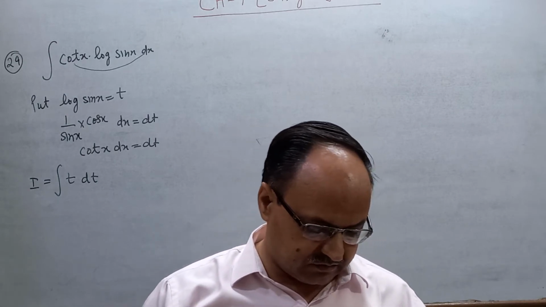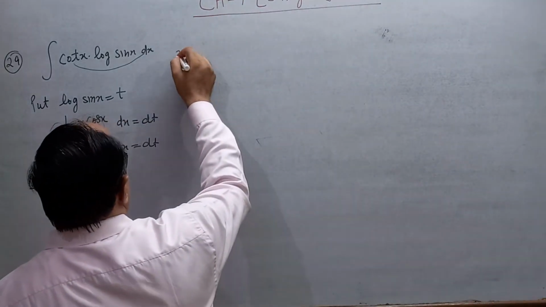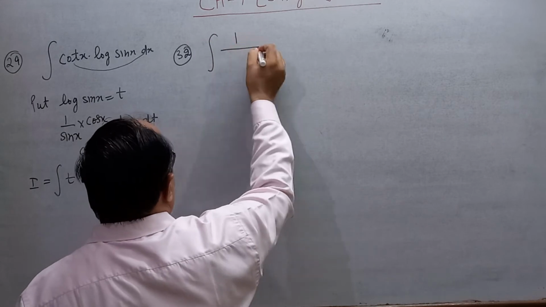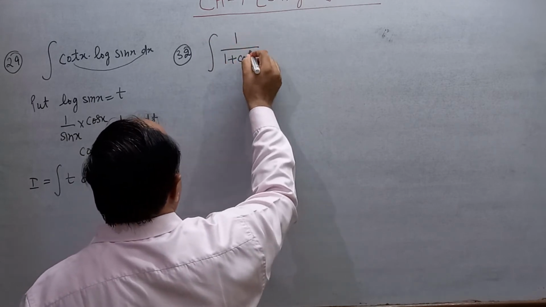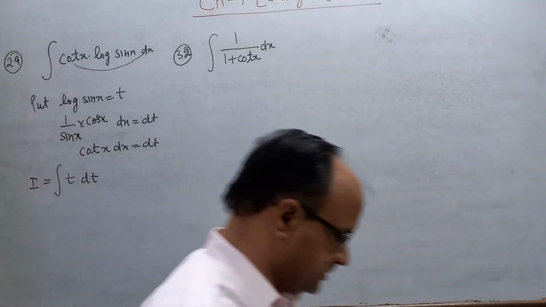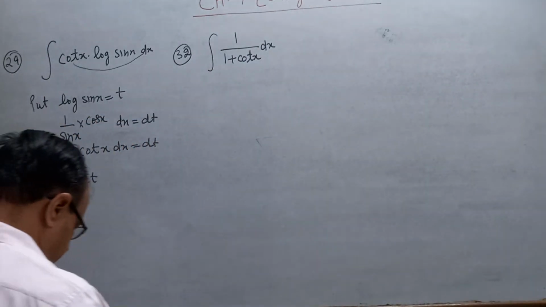And question number 32. Now we solve question number 32. Integration of 1 upon 1 plus cot x. This is the main question of this exercise. Very important question.